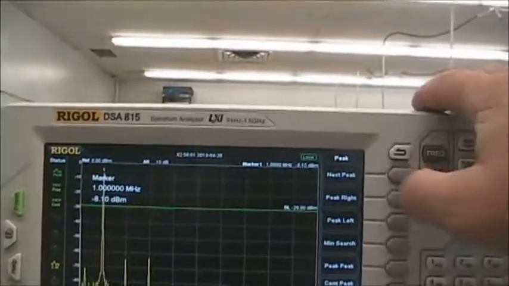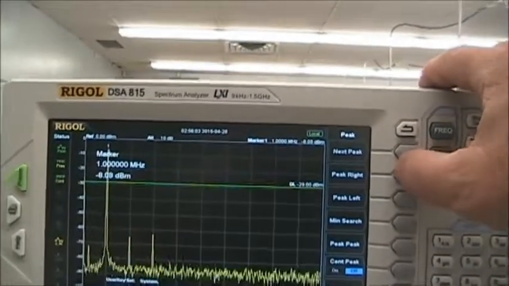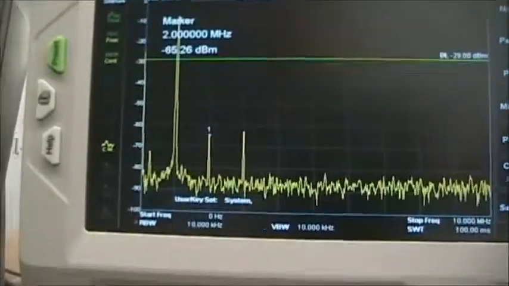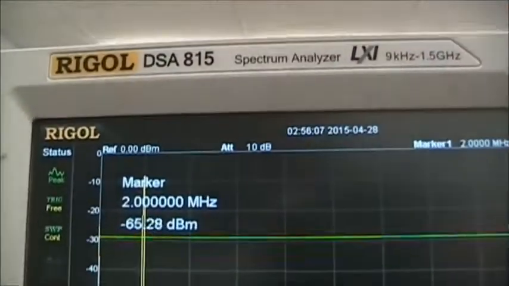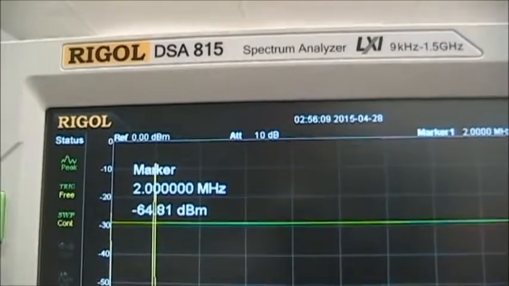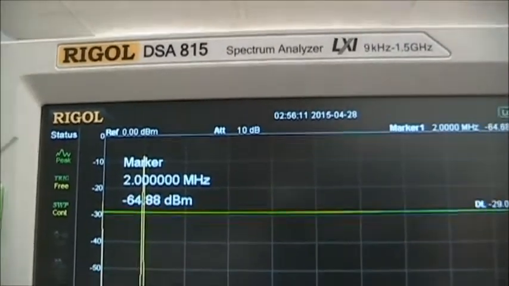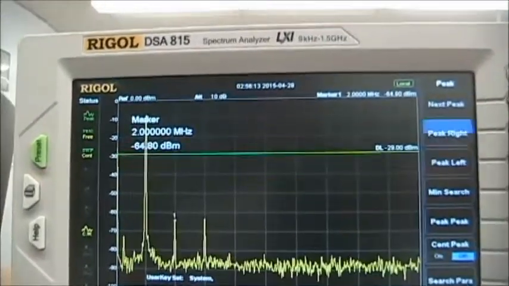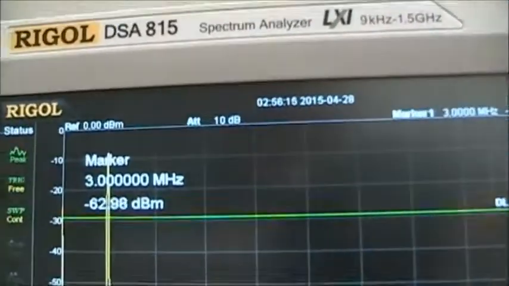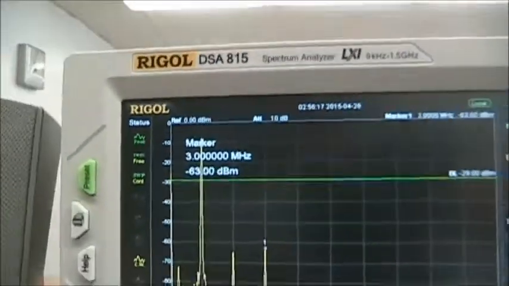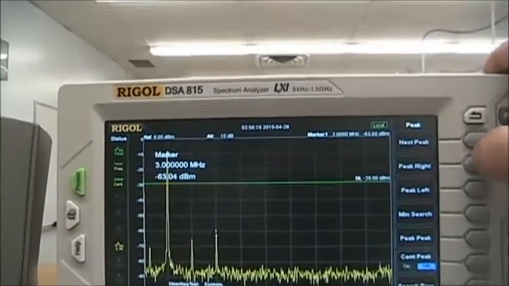If we push the peak right button, we will see a marker indicate that that signal is at 2 megahertz, which is the second harmonic of our fundamental signal. And the next signal is at 3 megahertz, the third harmonic of our fundamental signal.